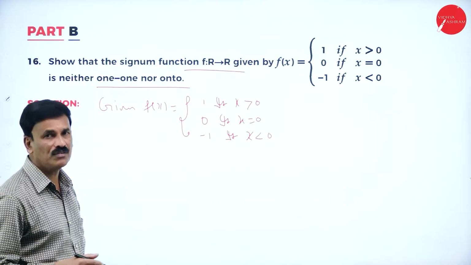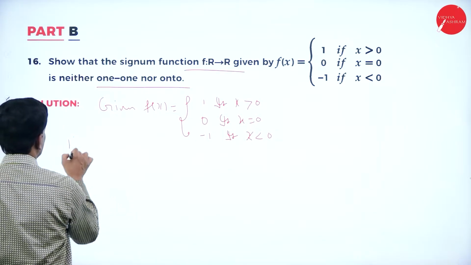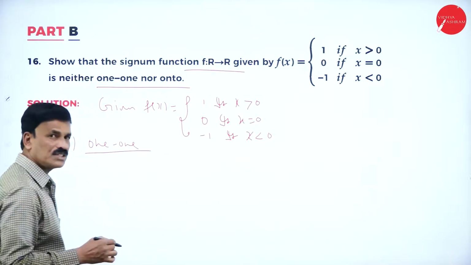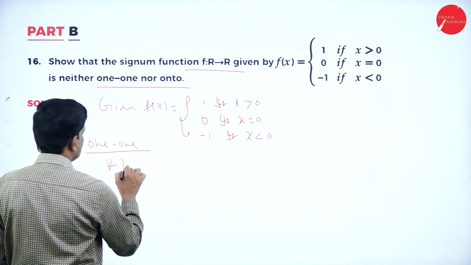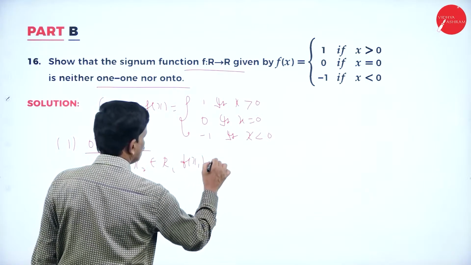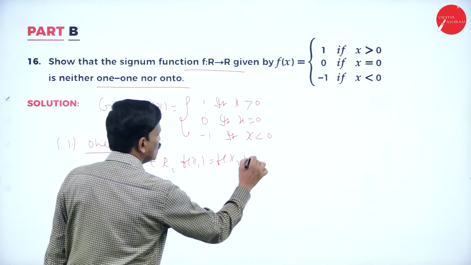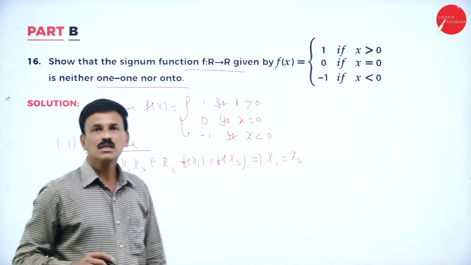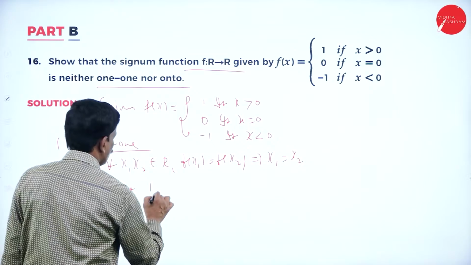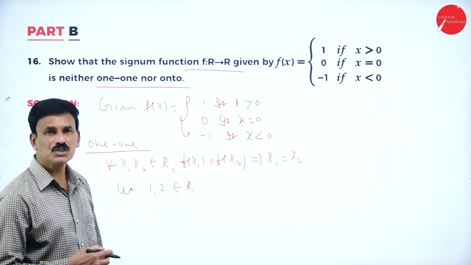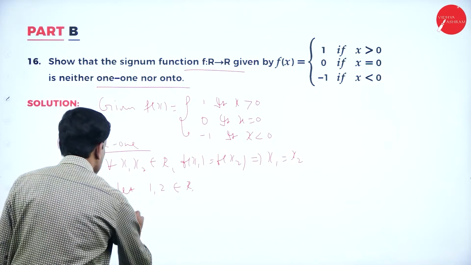Just verify 1-1 function. Now let us verify 1-1 function. What is the 1-1 function? For all x1, x2 belongs to R, if f of x1 is equal to f of x2 implies x1 is equal to x2. This is the condition. Now let us consider 1 and 2 belongs to R.